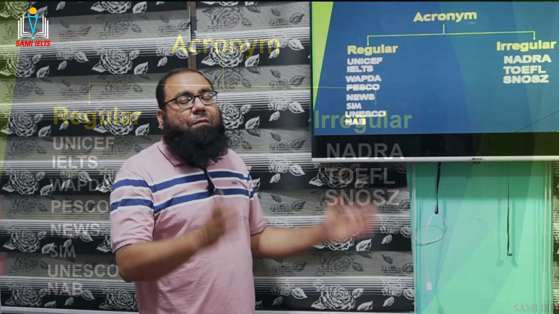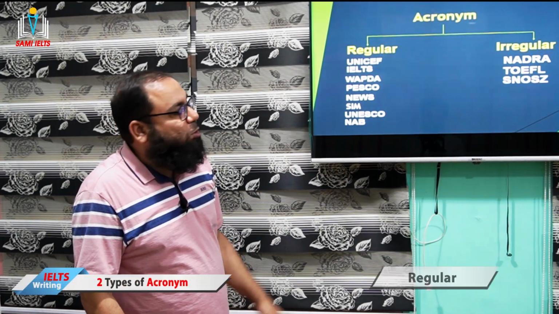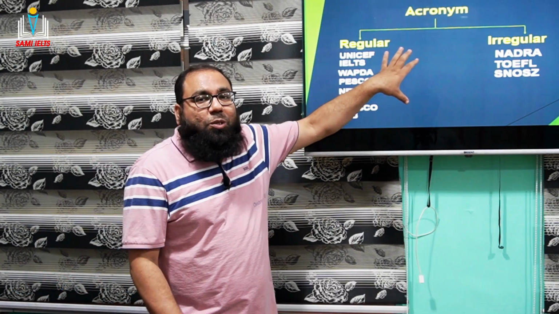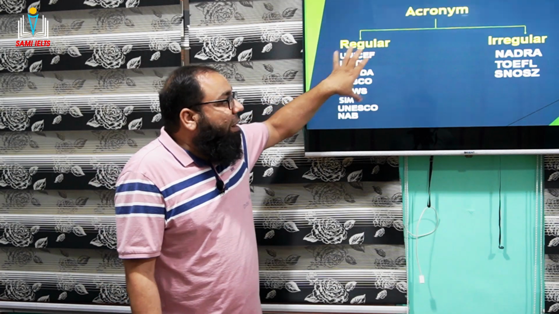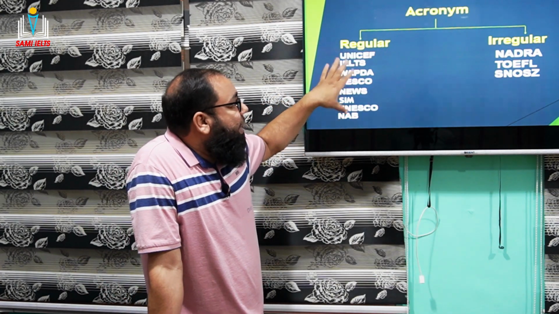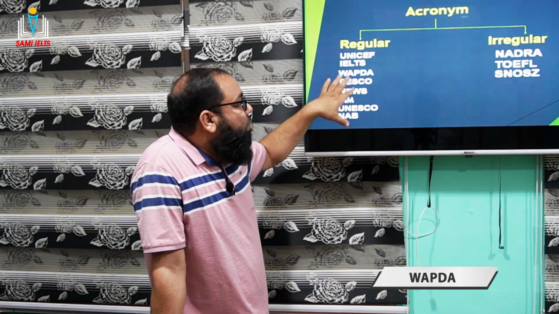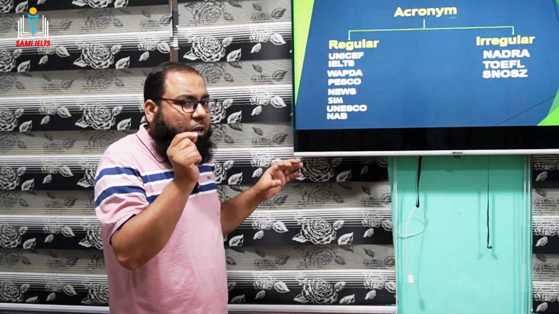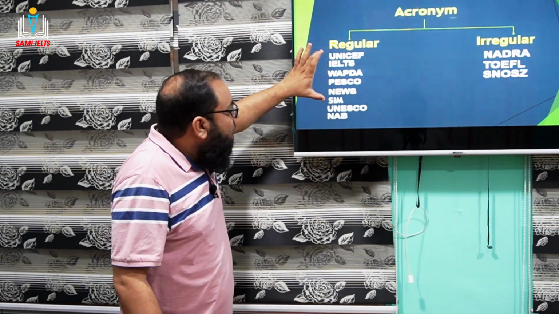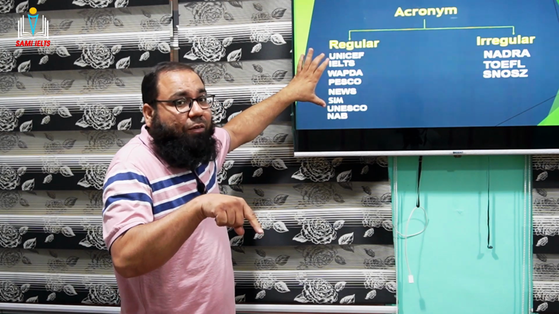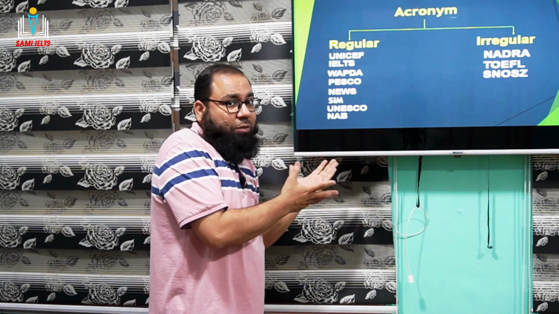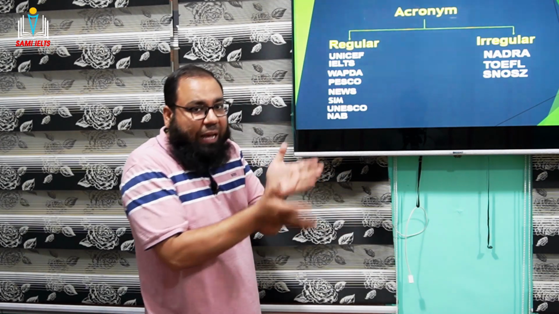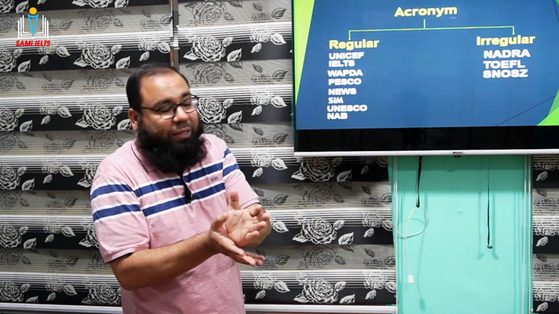Guys, again, we have two types of acronyms, regular and irregular. Now, guys, look here. UNICEF, IELTS, WAPDA. If you notice, all these are regular acronyms, okay? The way they are written, the same way they are pronounced as well.